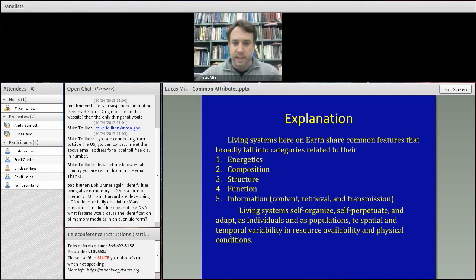Coming back to the language of the white paper, living systems here on Earth share common features that broadly fall into categories related to their energetics, composition, structure, function, information in terms of content retrieval and transmission. Living systems self-organize, self-perpetuate, and adapt as individuals, but also as populations, to spatial and temporal variability in resource availability and physical conditions.